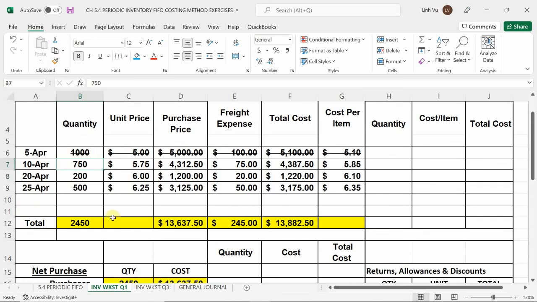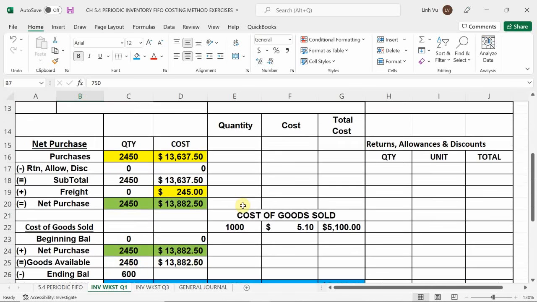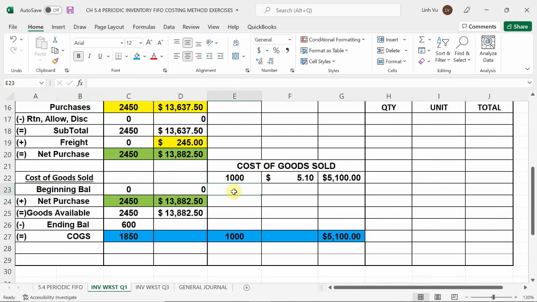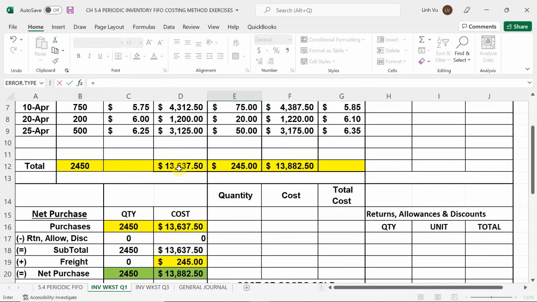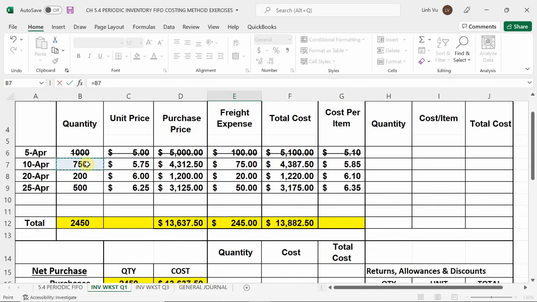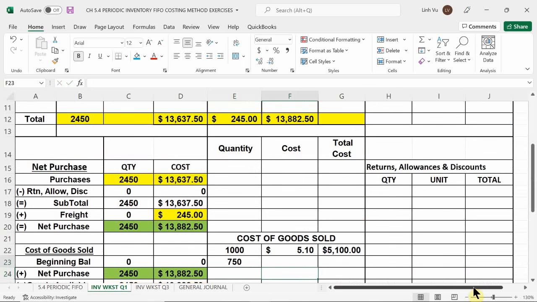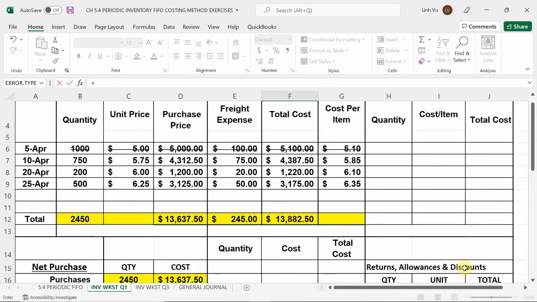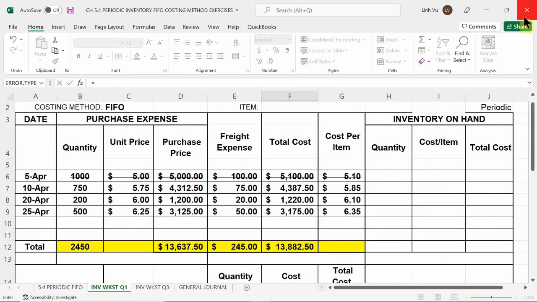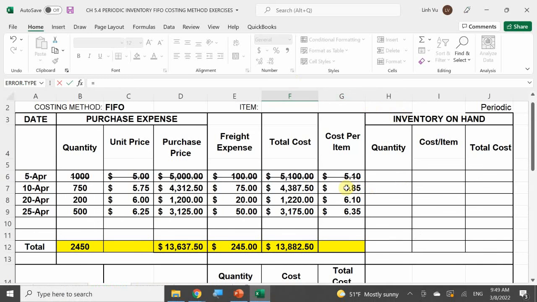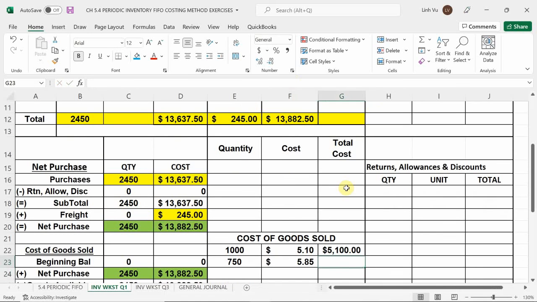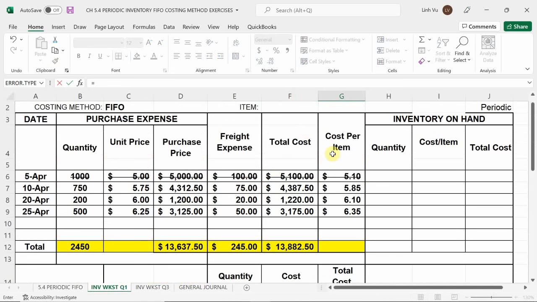April 10, for 750 units. So in this case, that's exactly what I'm going to do. I'm going to copy the information here. And because I have to get rid of all 750 units, it's going to cost me $5.85, which I already know what that total cost is.